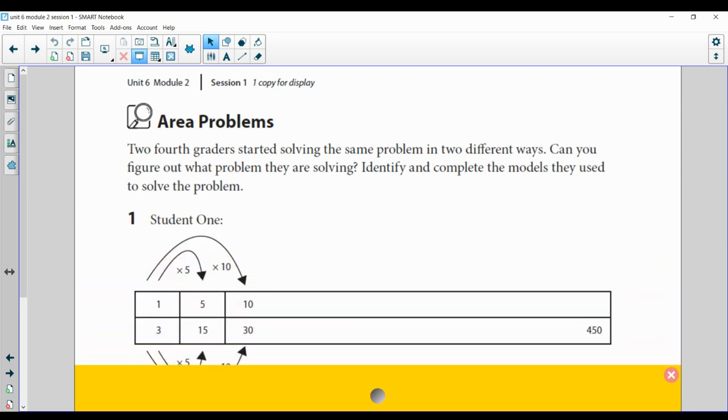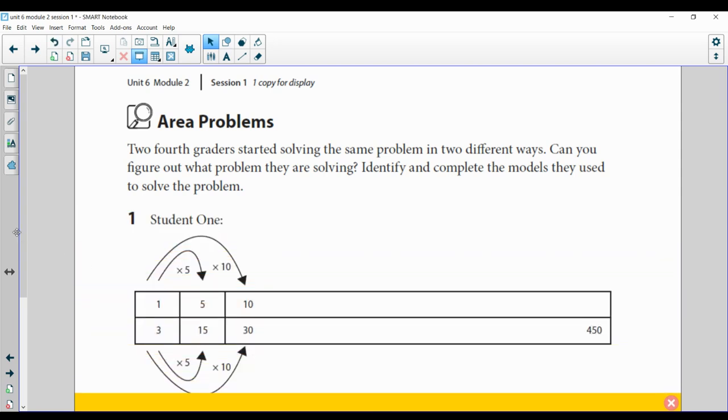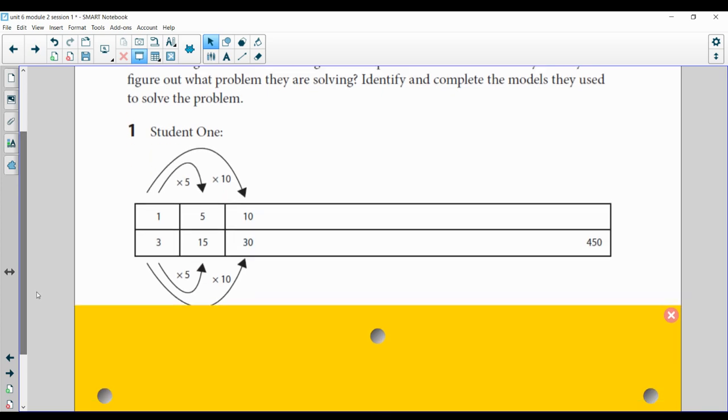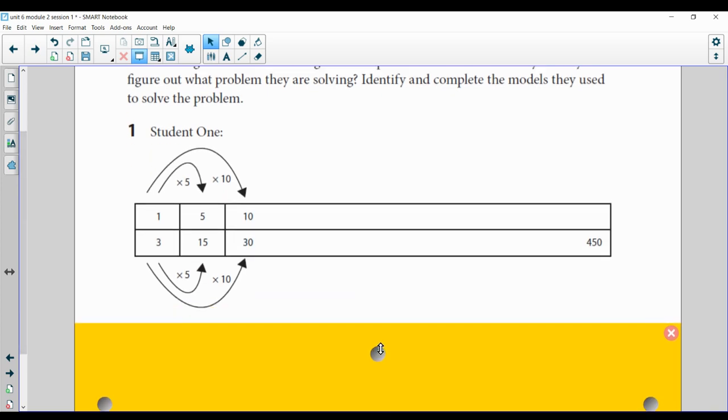So for student number 1, here's the work that they had started with. I want you to take a minute to look at this and see if you can figure out what problem they are trying to solve. If you notice, we have 1, and then we have 3, 5, 15, 10, and 30. What would be the problem that they'd ultimately be trying to solve? You can pause the video at any time to do your thinking.